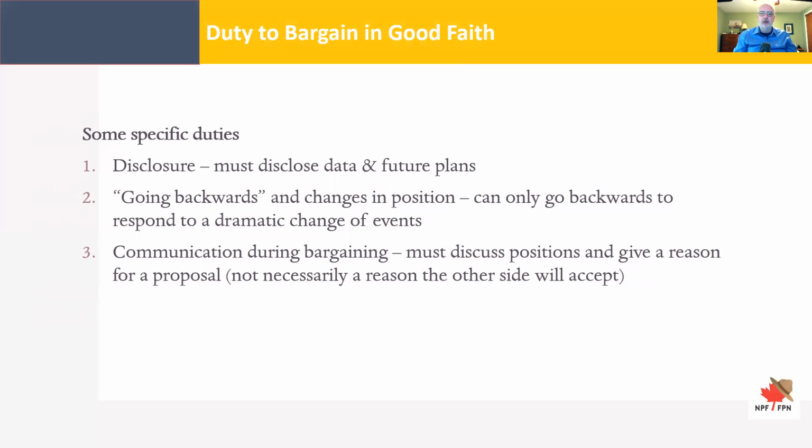Suppose GM decides they're going to close one of their plants, and they decide that during bargaining. They have to tell the union. They can't wait till there's a collective agreement done and then tell the union, oh, by the way, we're going to close one of our 5 plants.